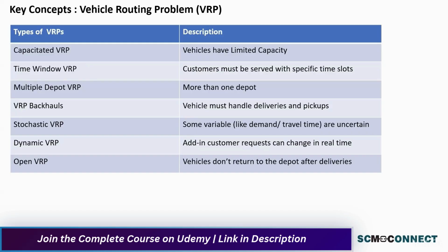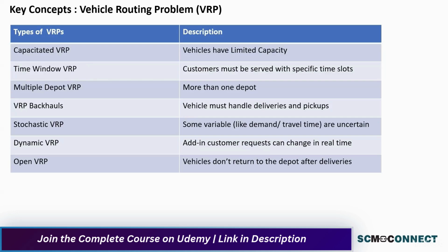In Delhi, for example, I worked in a paints company. They had 3 depots. Within the city also they could have multiple depots. VRP with backhauls: a vehicle must handle both deliveries and pickups, typically for e-commerce.